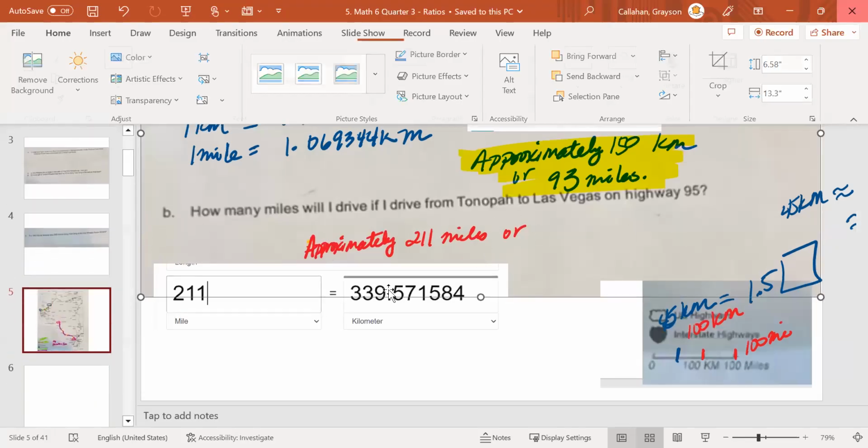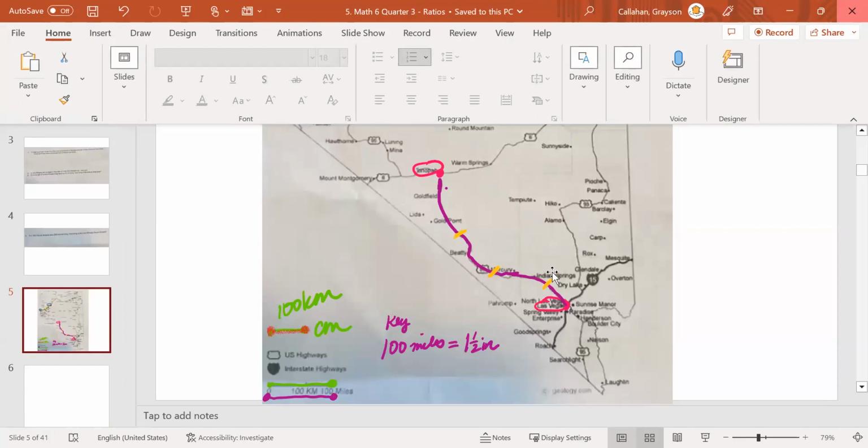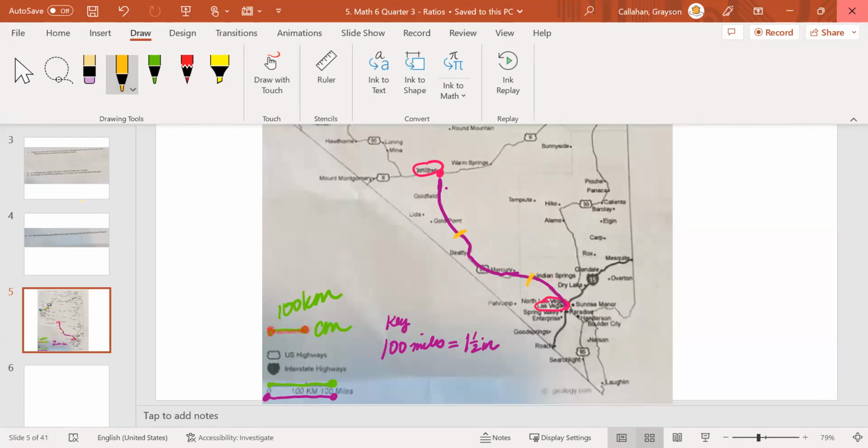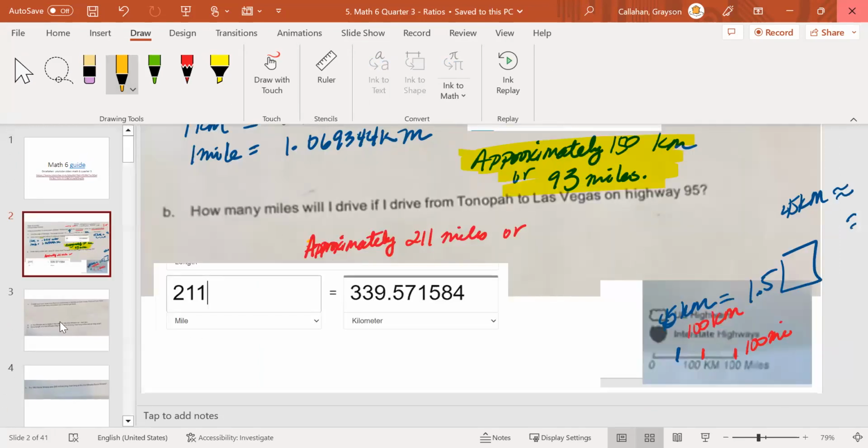All right. And then remember, if you look at this right here, it's from Tonopah to Las Vegas, and you just put your little marker. Ours is 1, 2, 3. Ours is a little bit further, but it probably is more closer to, because ours is also curved. So you understand it's a little bit different, right? So it's probably 1, 2, like that. Okay. All right, let's go on to the next one.